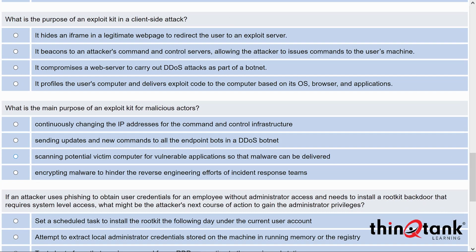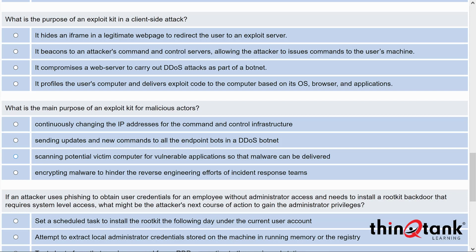What is the purpose of an exploit kit in a client-side attack? It hides an iframe in a legitimate web page to redirect the user to an exploit server. No, that is not it. It beacons to an attacker's command and control server, allowing the attacker to issue commands. No, that's not it either. That would be the CNC communication. It compromises a web server to carry out DDoS attacks as part of a botnet. Negative.